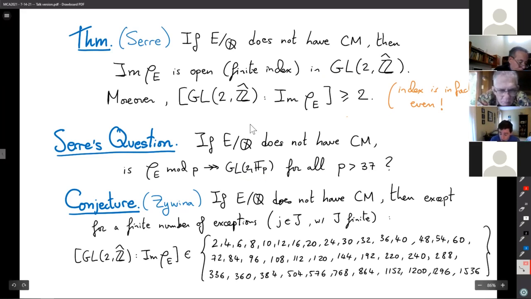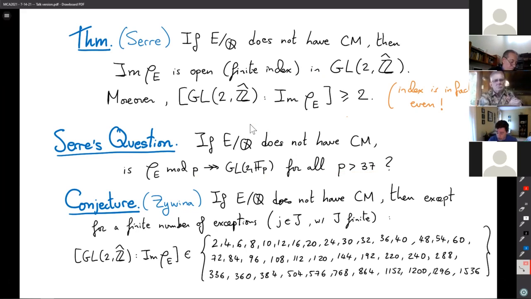And Serre asked if you have an elliptic curve with no CM, with no complex multiplication, whether that is always surjective to GL2(Fp) for large enough p, independently of the elliptic curve E. So that's called Serre's uniformity question.